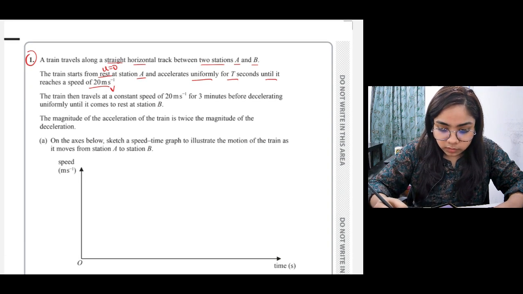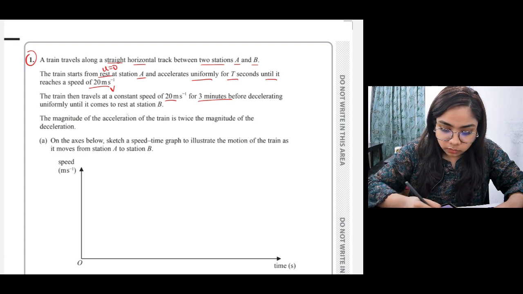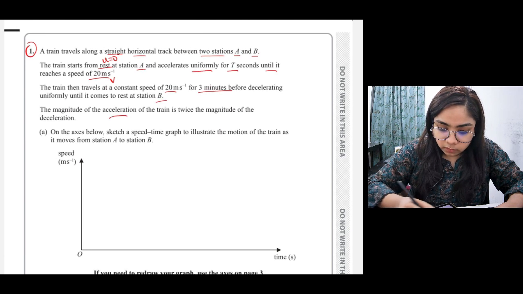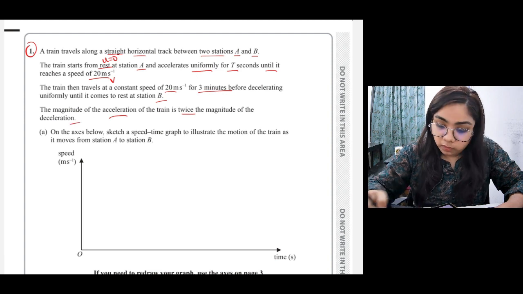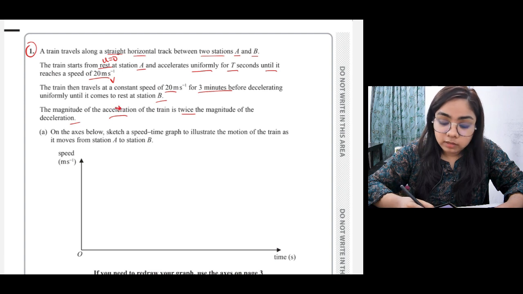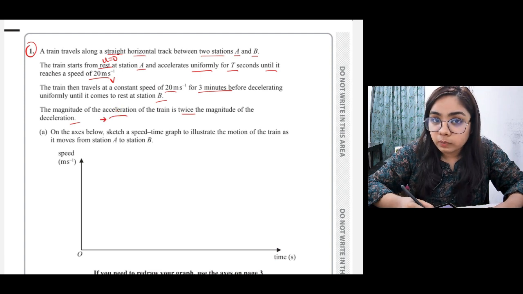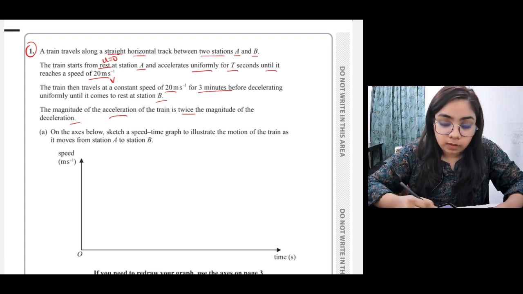The train travels at a constant speed of 20 for the rest of the 3 minutes before decelerating uniformly until it comes to rest at station B. The magnitude of acceleration of the train is twice the magnitude of the deceleration. This statement, that acceleration was twice the deceleration, means that the acceleration section of the graph will be steeper than the deceleration section of the graph.